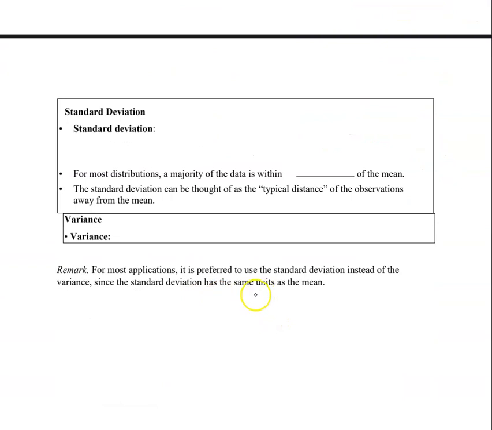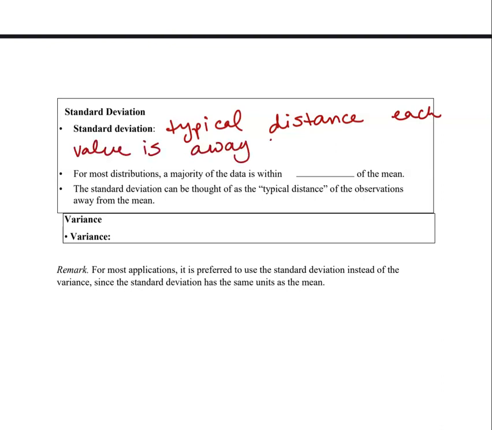Now, let's talk about the standard deviation. So the standard deviation, again, I'm going to give you the definition. It's the typical distance. Keep drilling that in your mind. It's a distance. Standard deviation is always a positive quantity. It's a typical distance each value is away from the mean in a sample of data.